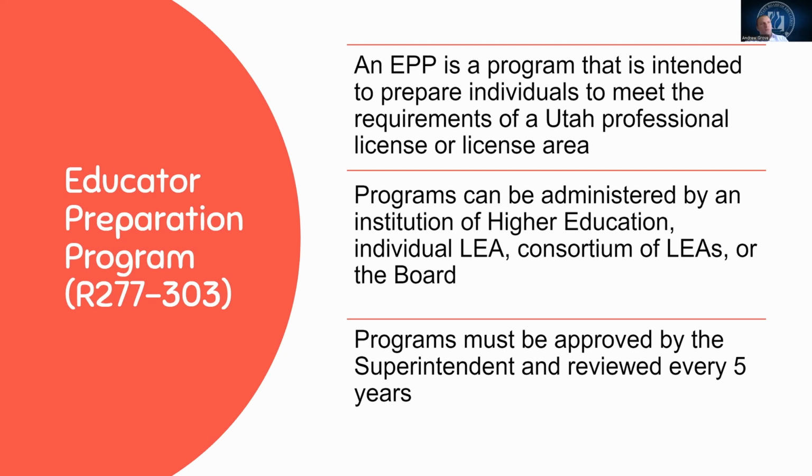R277-303 defines an educator preparation program as a program that's intended to prepare individuals to meet the requirements of a Utah professional license. And then it also clarifies who can administer an EPP, so educator preparation program. We usually refer to it as an EPP. So it says that an EPP can be administered by an institution of higher ed, such as a university, an individual LEA, such as a school district, charter school, or accredited private school, a consortium of charters or districts or a combination, or the board, which would be like the APPEL SPED program. So, special education and speech language technicians, those are run through USBE. The alternative programs are. And then it also says that programs must be approved by the superintendent and reviewed. Another word we use for that is monitored every 5 years. And we'll talk a little bit about monitoring and what to expect later.